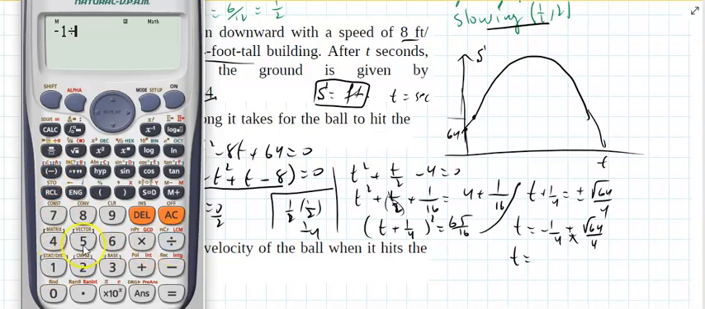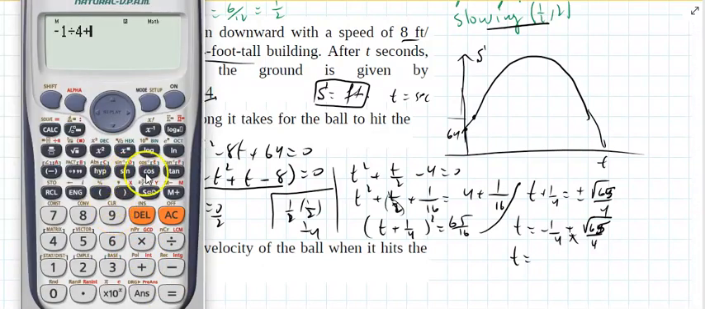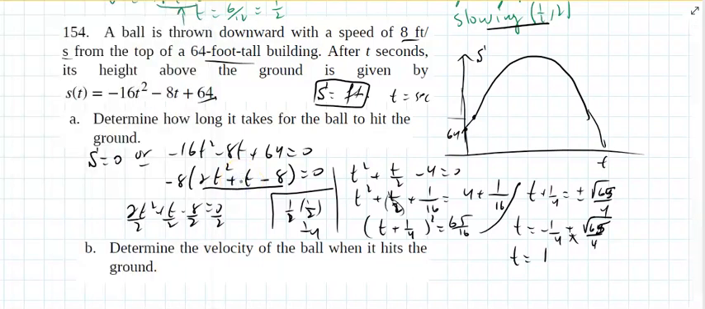negative 1/4 plus square root of 65, not 64. I messed up. Square root of 65 divided by 4. That's 1.8. Roughly in 1.8 seconds, it's going to hit the ground.